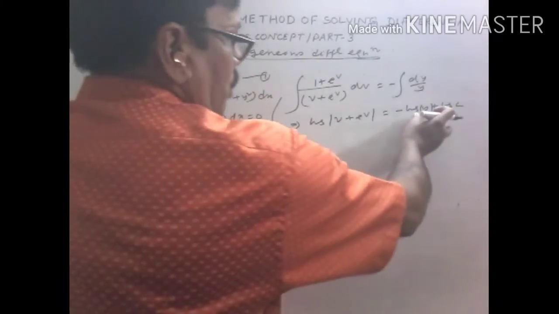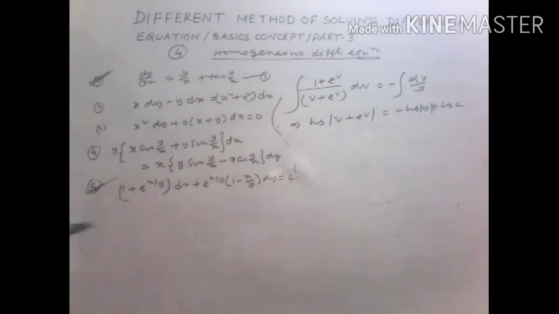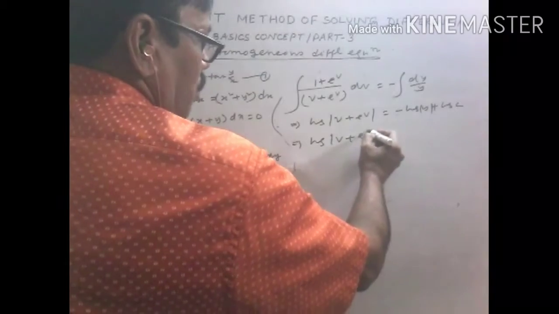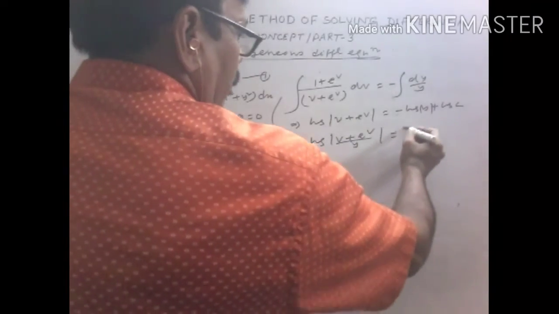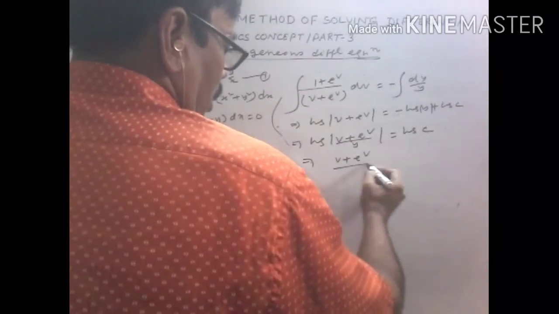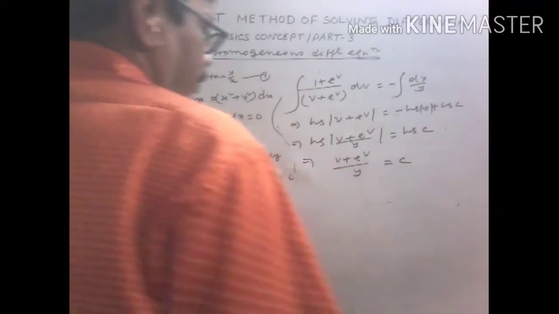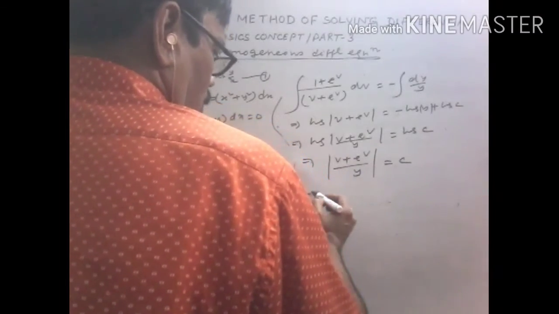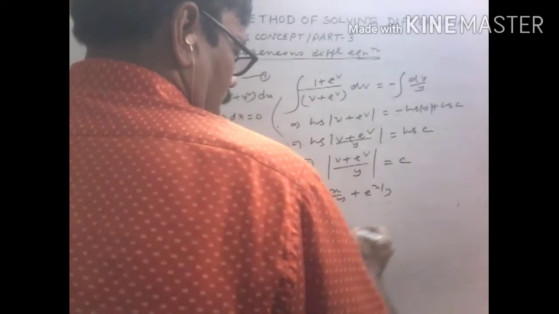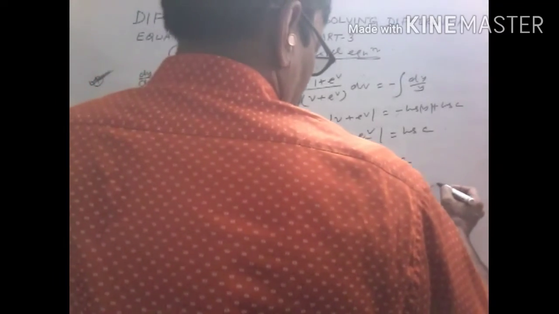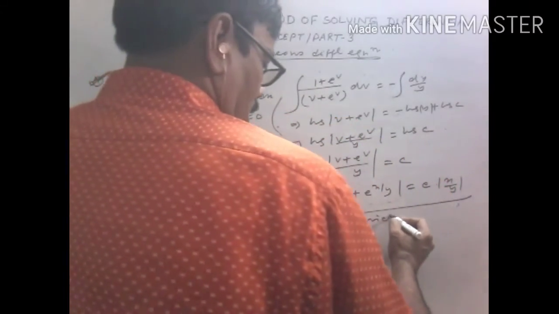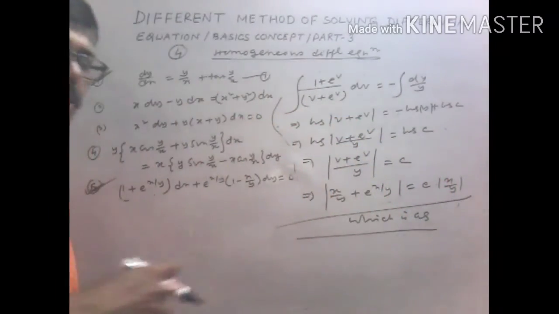Then since this is in terms of log, we take the integration constant as log c. So log v plus e to the power v by y equals log of c. So v plus e to the power v by y equals c. So put the value of v. What is v? x by y. e to the power x by y equals c into mod x by y, which is the general solution.